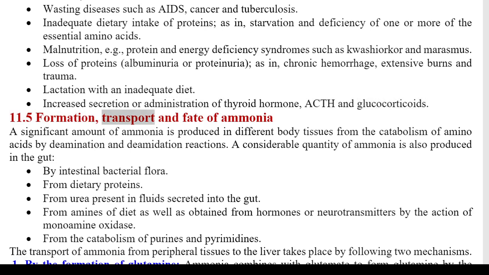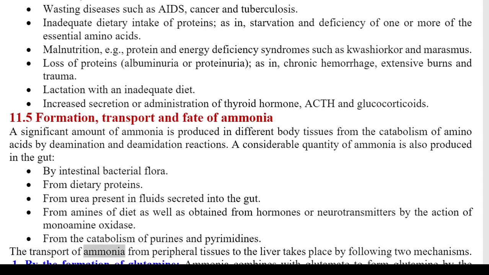11.5 Formation, transport, and fate of ammonia. A significant amount of ammonia is produced in different body tissues from the catabolism of amino acids by deamination and deamidation reactions. A considerable quantity of ammonia is also produced in the gut by intestinal bacterial flora, from dietary proteins, from urea present in fluids secreted into the gut, from amines of diet as well as those obtained from hormones or neurotransmitters by the action of monoamine oxidase, and from the catabolism of purines and pyrimidines.